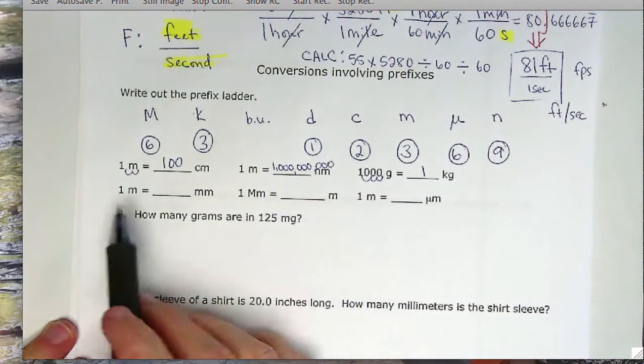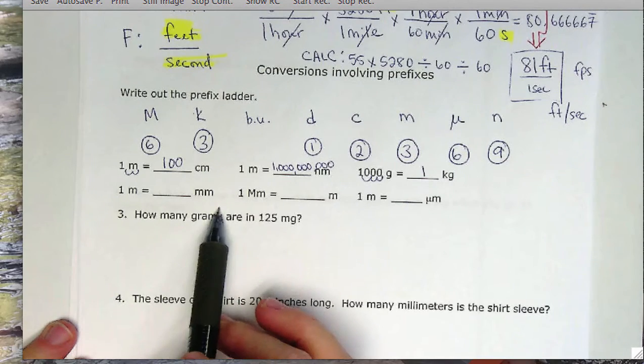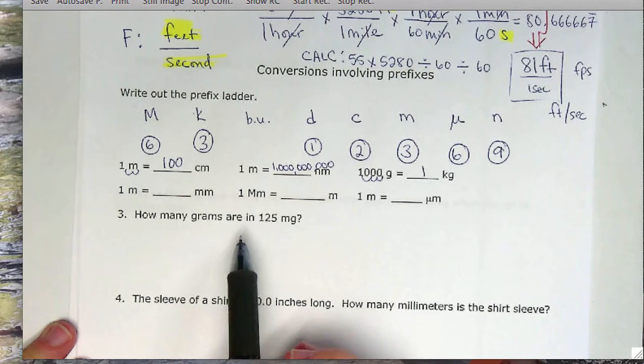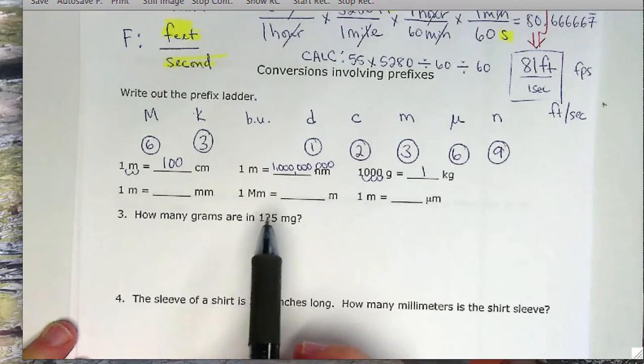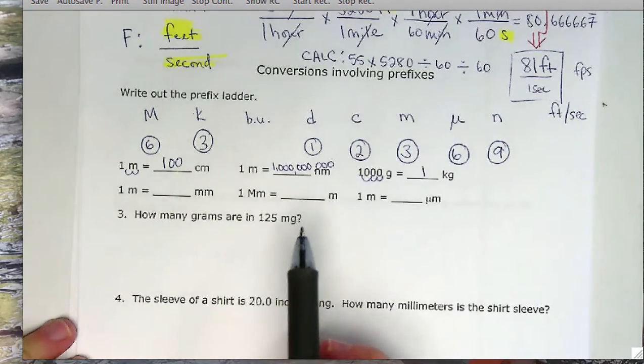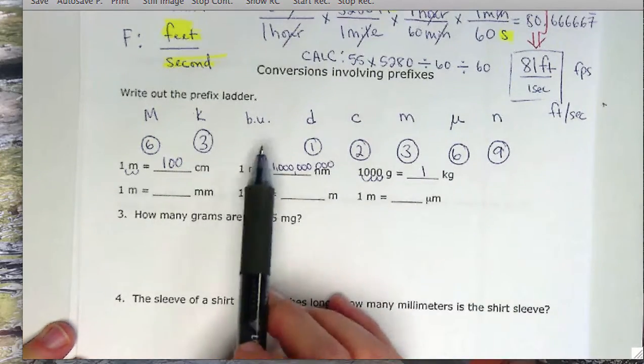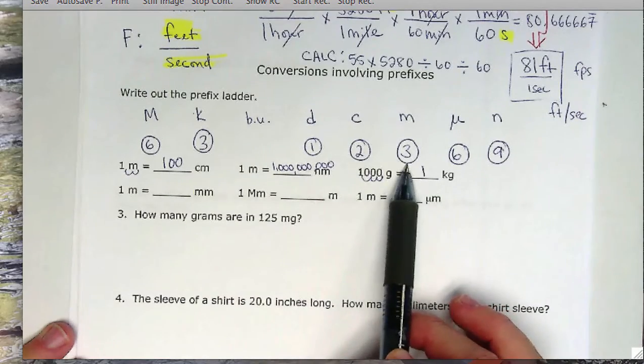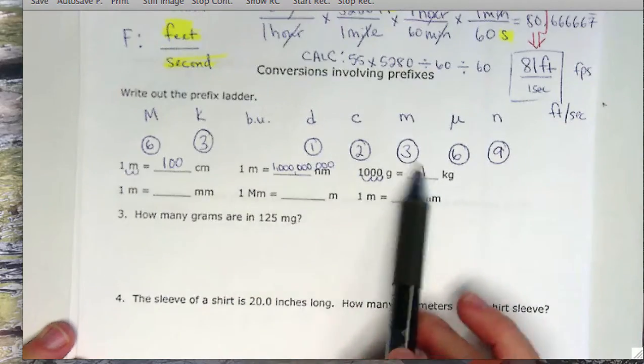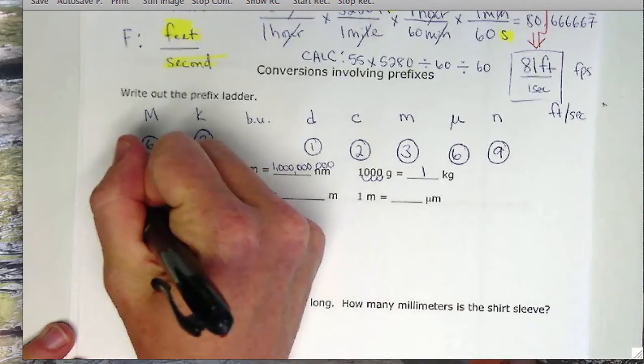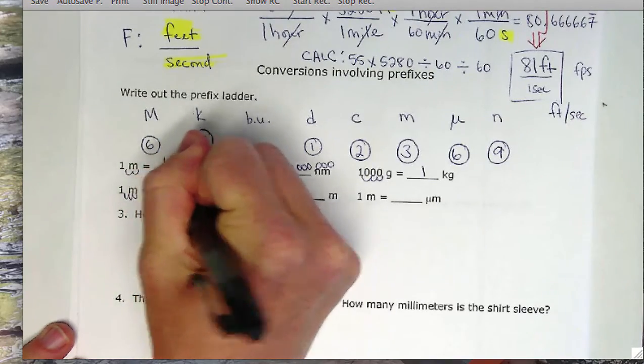Okay. 1 meter equals how many millimeters? 1,000. So we're starting at the base unit. We're going to get to milli, so we're going to go 3 to the left. 1, 2, 3. So 1,000. Good.